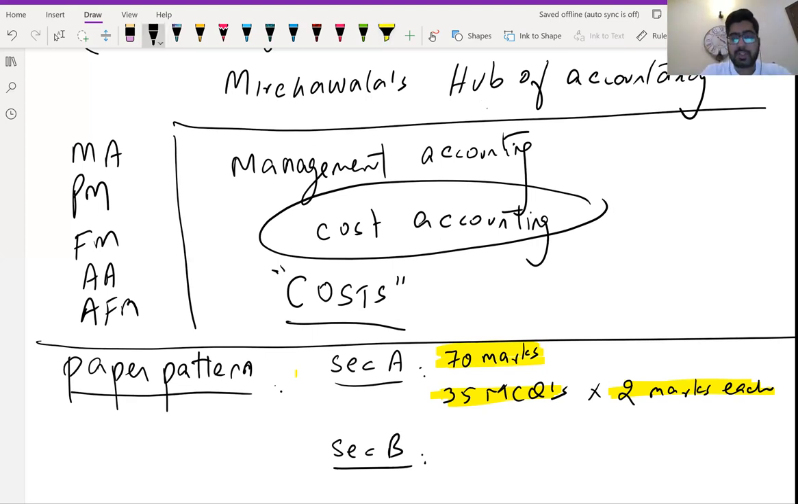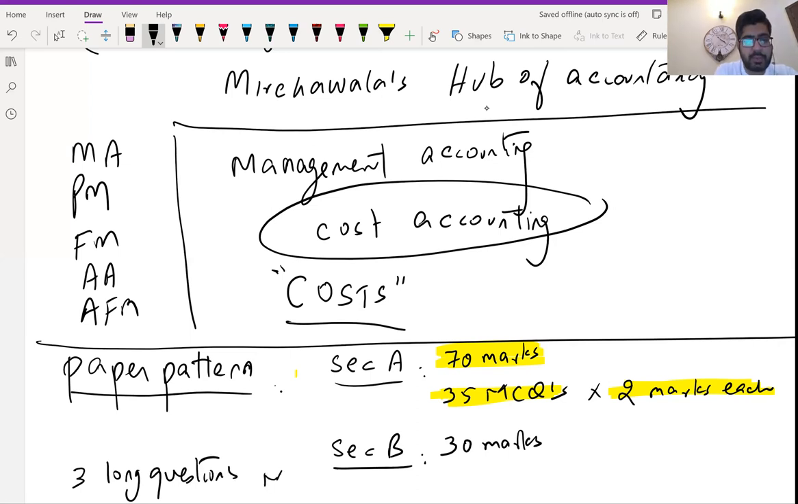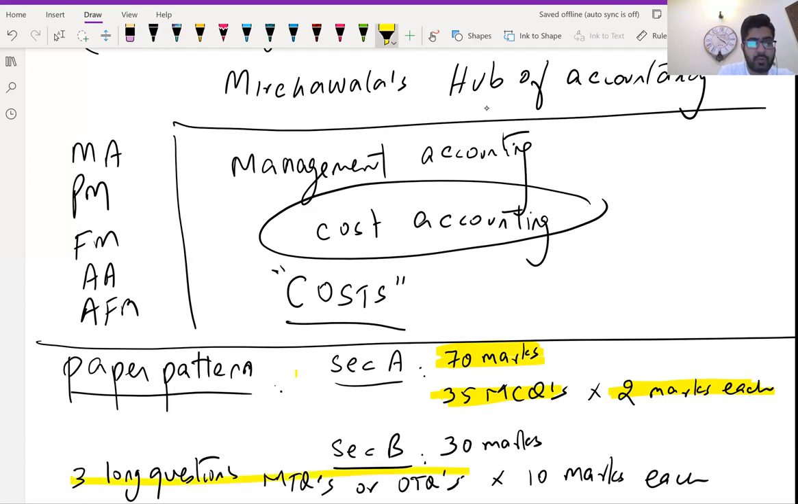As far as the second section is concerned, Section B is worth 30 marks. In Section B, you get three long questions which are called MTQs or OTQs. MTQ stands for multi-task questions, OTQ stands for objective type questions. Every question has a worth of 10 marks each, so three long questions of 10 marks each becomes 30. Now, what exactly is this OTQ or MTQ?